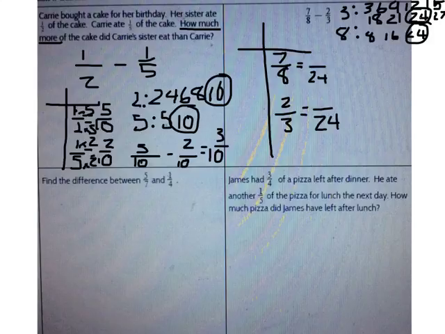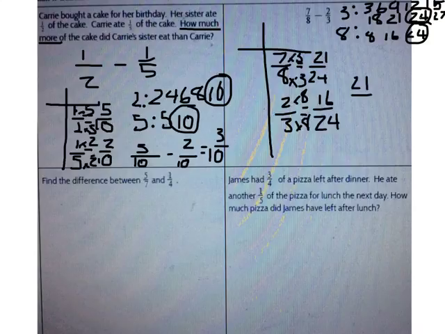When I change 7/8 so that the denominator is 24, what's the numerator? 8 times 3 is 24. 7 times 3 is 21. So 7/8 is equal to 21 over 24. When I change 2/3 so that the denominator is 24, what's the new numerator? Well, 3 times 8 is 24, and 2 times 8 is 16. So 2/3 is equal to 16 over 24.